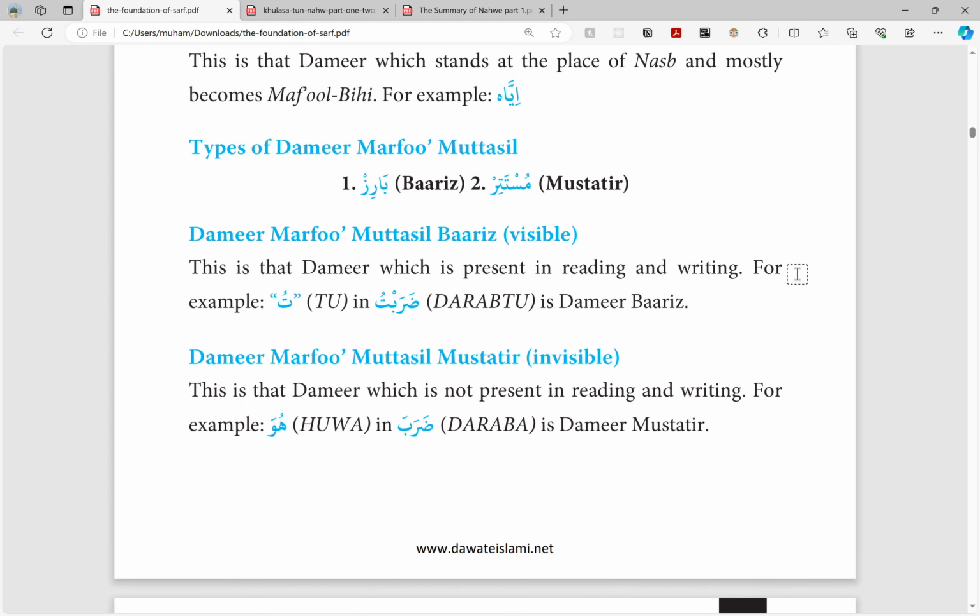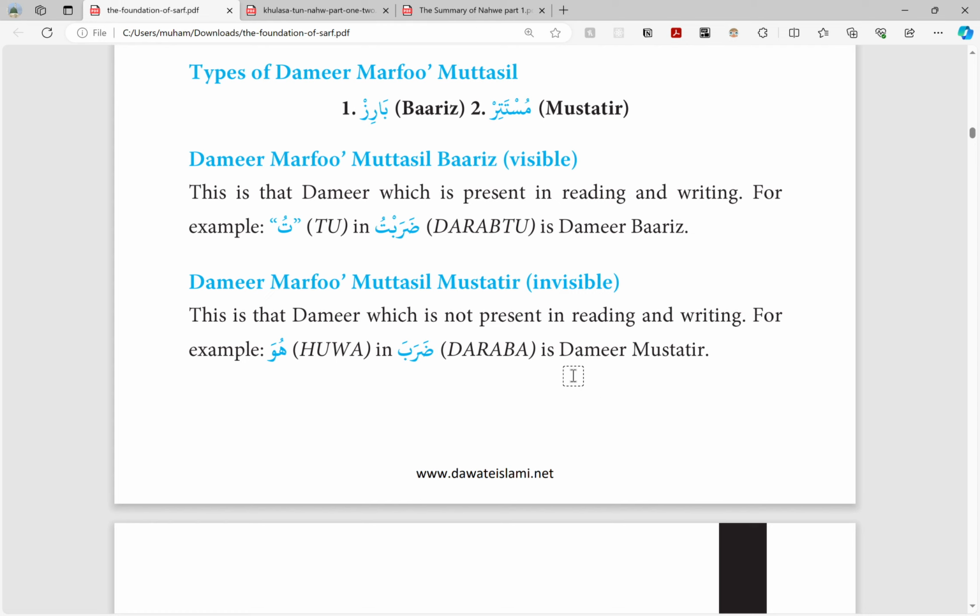So the types of zamir marfu' muttasil are then divided into two categories, bariz and mustatir. Bariz is that which is visible, that which you can see, and mustatir is something that is hidden, invisible. We see from the example they give here is darabtu, meaning I hit. That ta with the dhamma on it is the pronoun right there. Since we can see it, it's visible, we will call this zamir bariz.